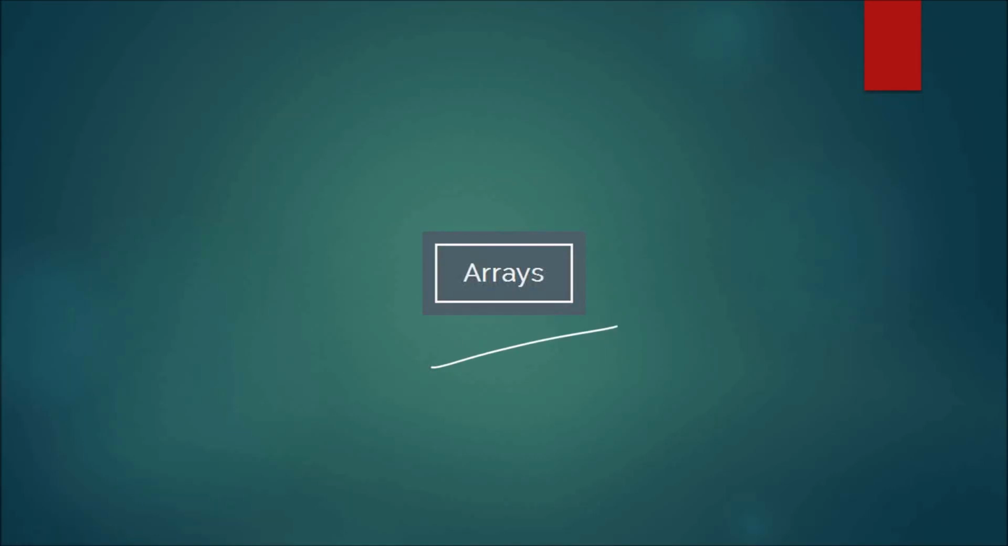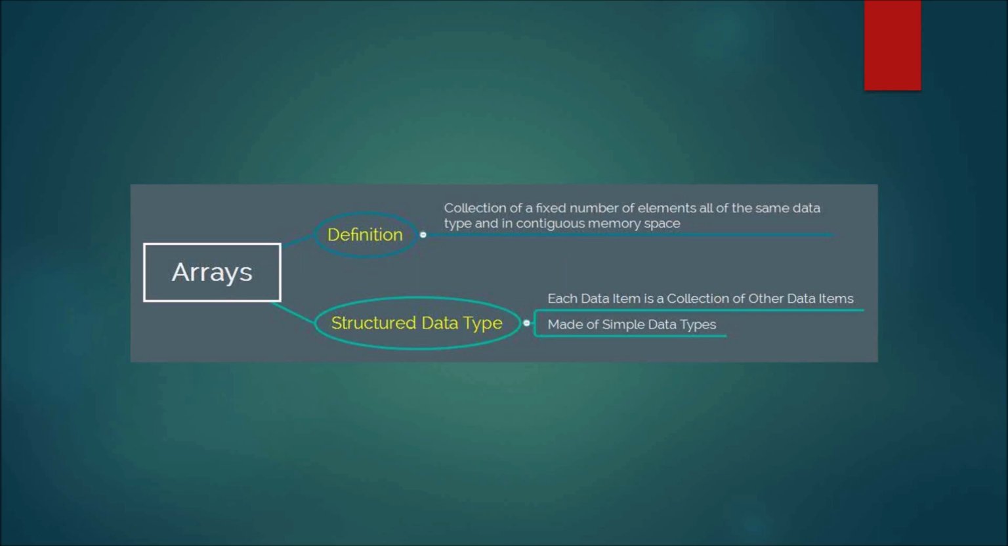Arrays. Arrays, by definition, an array by definition is a collection of a fixed number of elements, all the same type and in contiguous memory space. It's also a structured data type, where each data item is a collection of other data items, and it's made of simple data types.